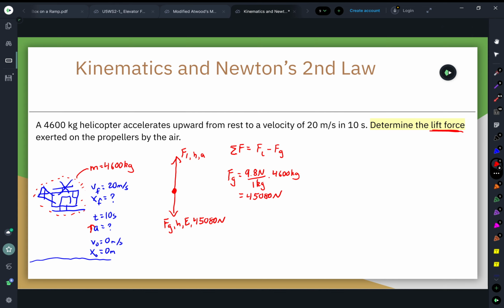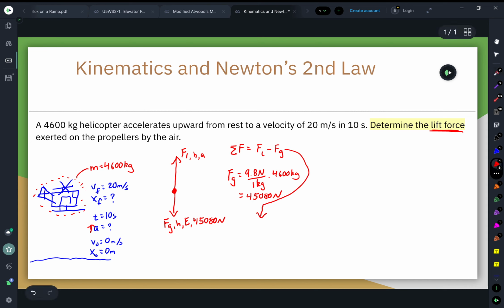Now, if the forces were balanced, we could be done. Say, hey, the forces are balanced, so the lift force would have the same amount of force as the force of gravity. However, because it's accelerating upwards, we can't necessarily do that. Instead, what we're going to need to do is to rearrange that sum of the forces equation that we ended up writing, that applies to our force diagram.